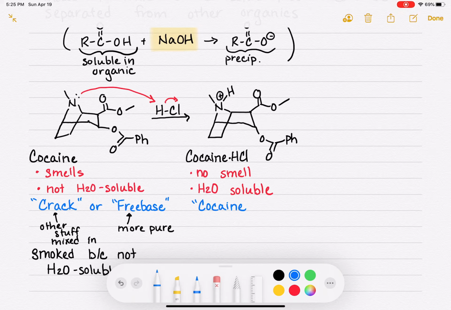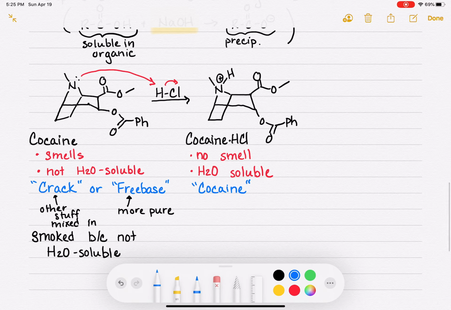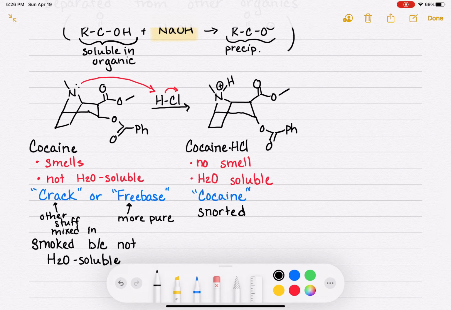So when you go somewhere, 7-Eleven, and you buy some cocaine in the parking lot, you're actually buying cocaine HCl. And this, because it's water soluble, the most common way that people use this is to snort it. Because it's water soluble, you can snort it, and it passes right through your mucous membranes into your bloodstream and then does what it's supposed to do.